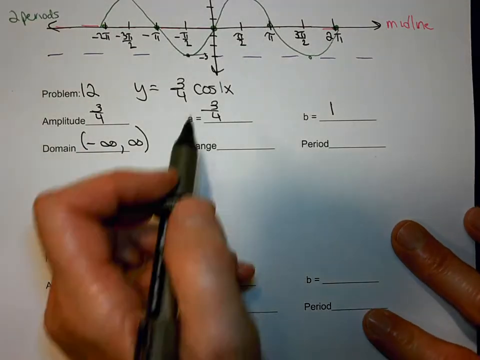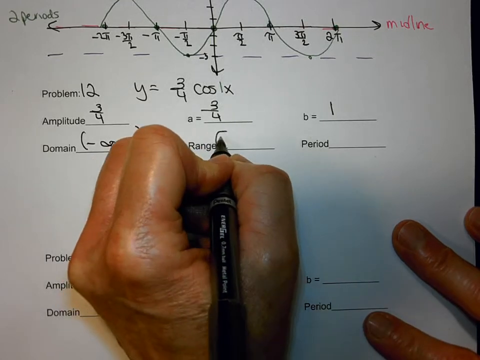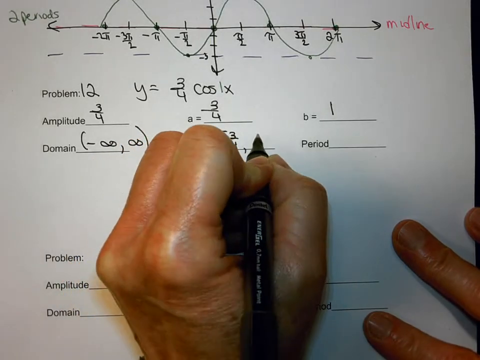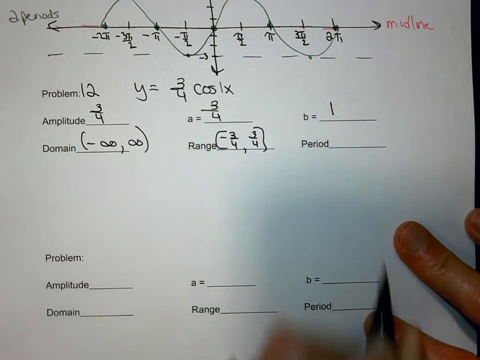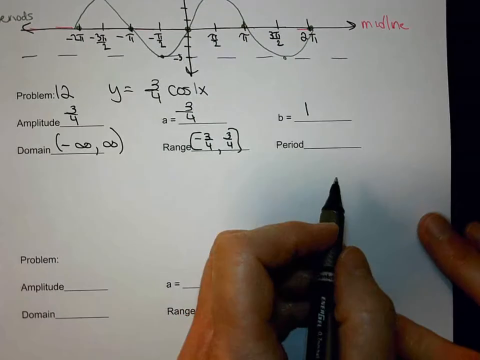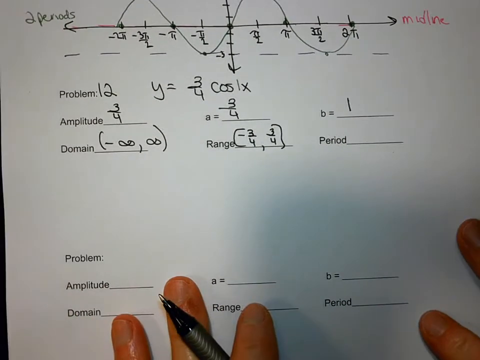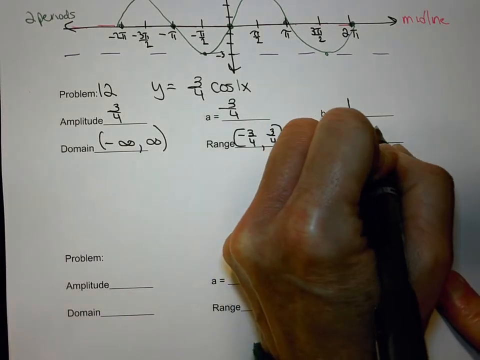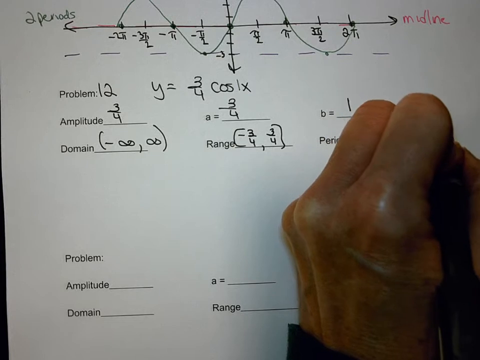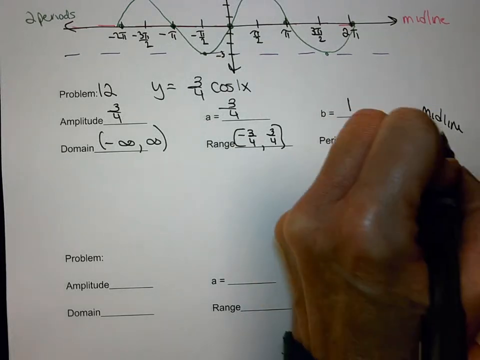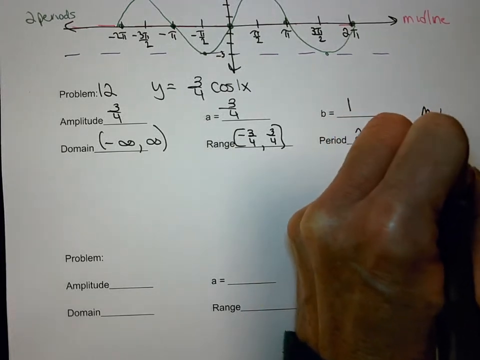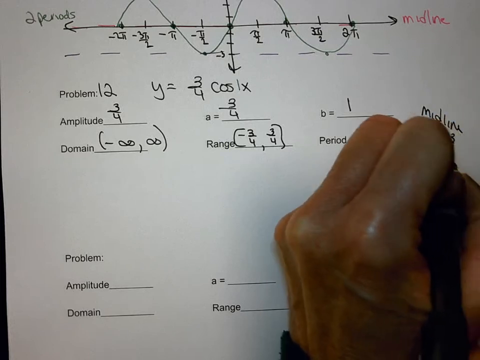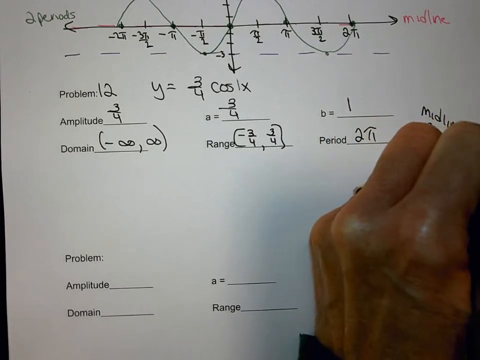Okay, my range is based on my a value, so I know it's going to go down to negative 3 over 4 and go up to positive 3 over 4. And again, my period is always 2 pi over b. So this will be a 2 pi period, and then again, my midline will be negative 3 over 4 plus 3 over 4 divided by 2. So again, that'll be at 0.